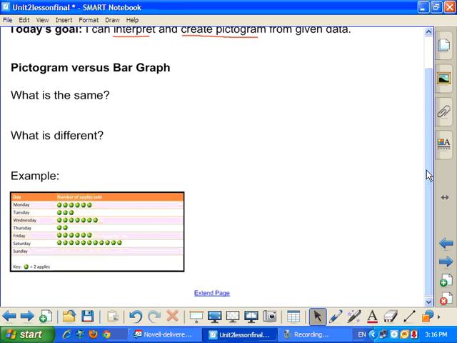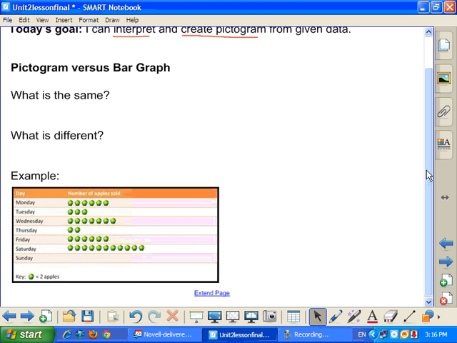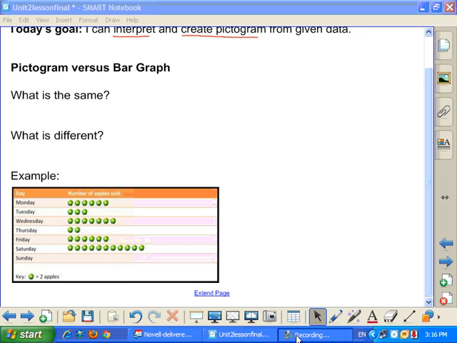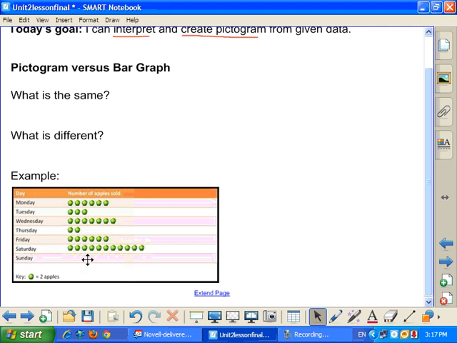So pictogram versus pictograph. What I have here for you is a pictogram. So we're going to look at the example first. This is a pictogram. We have pictures of apples representing a number. In this case, each apple represents 2. So a picture represents 2 apples.